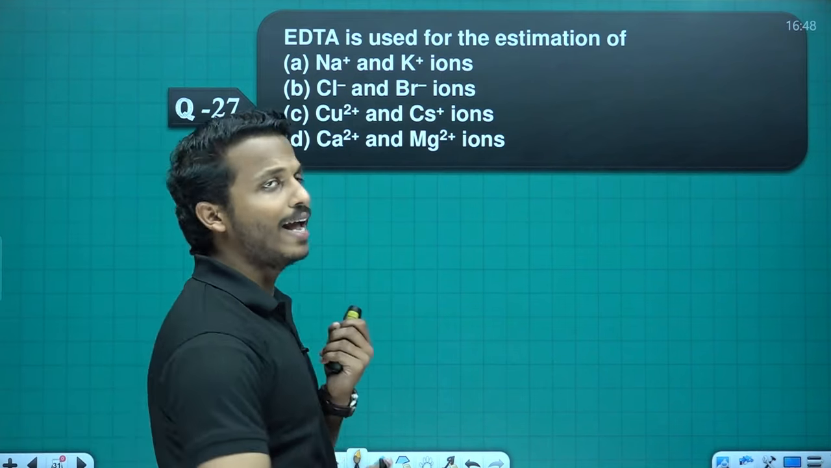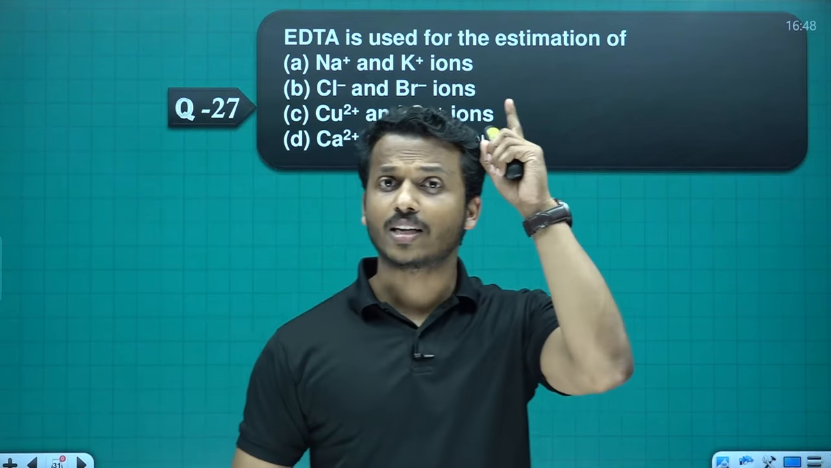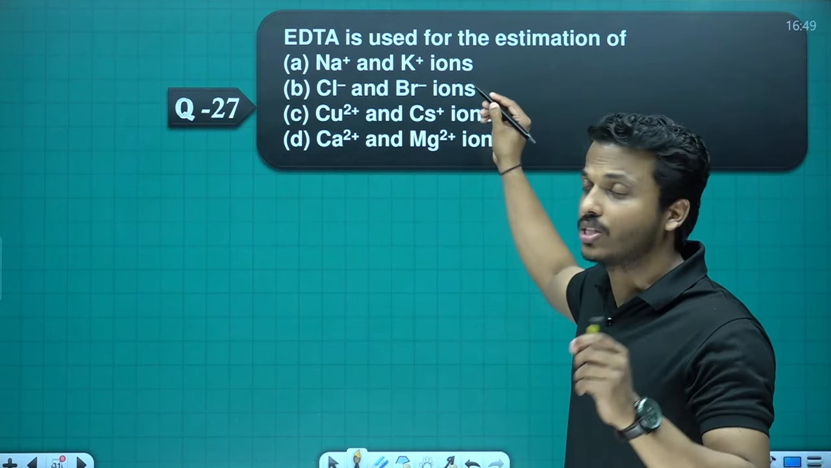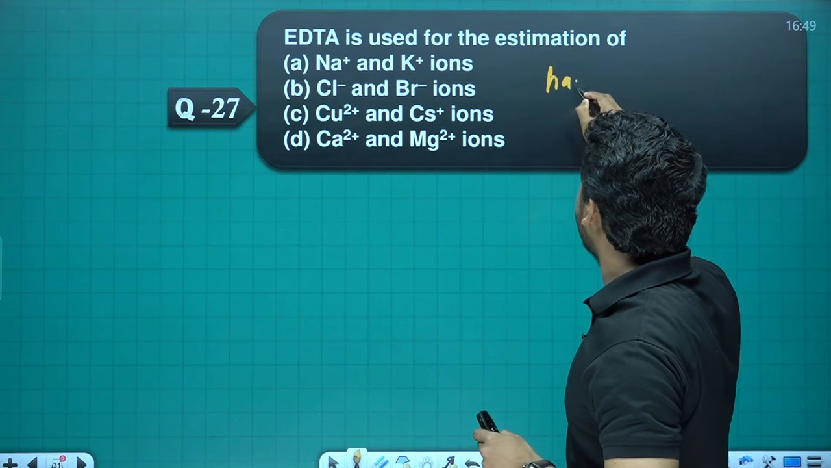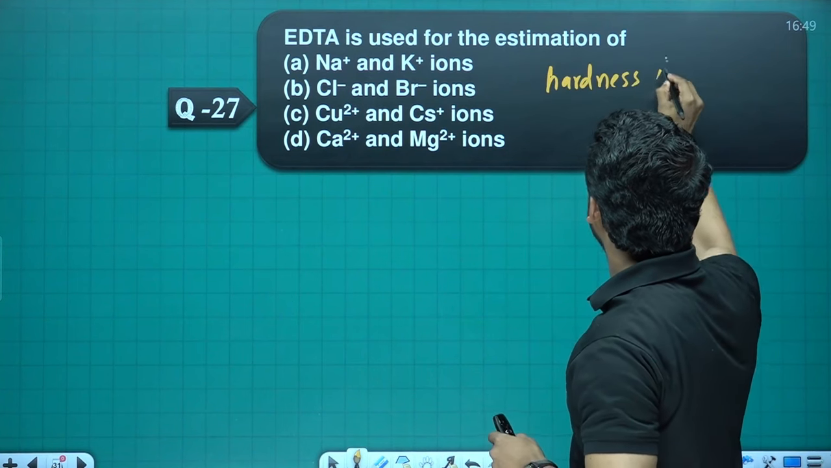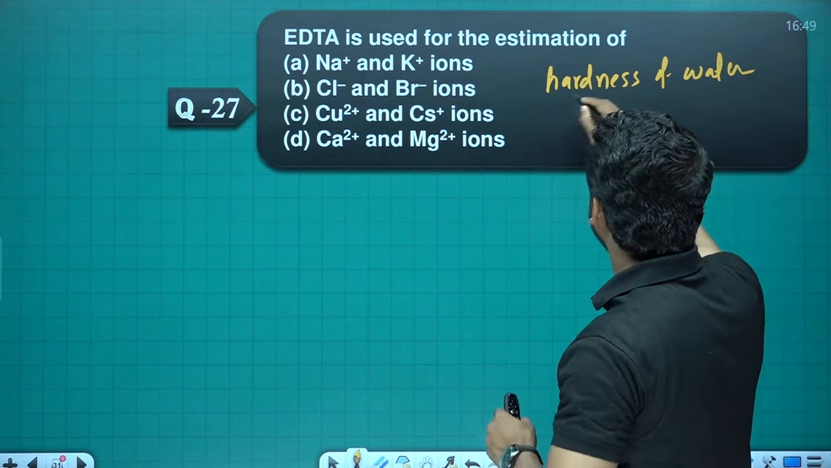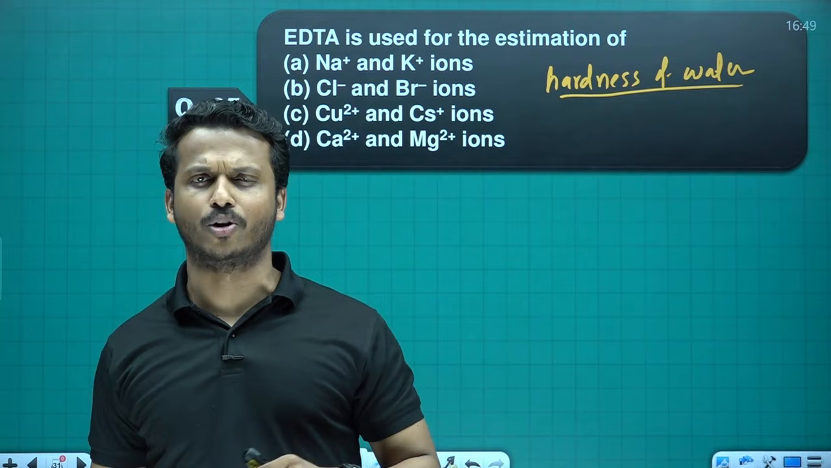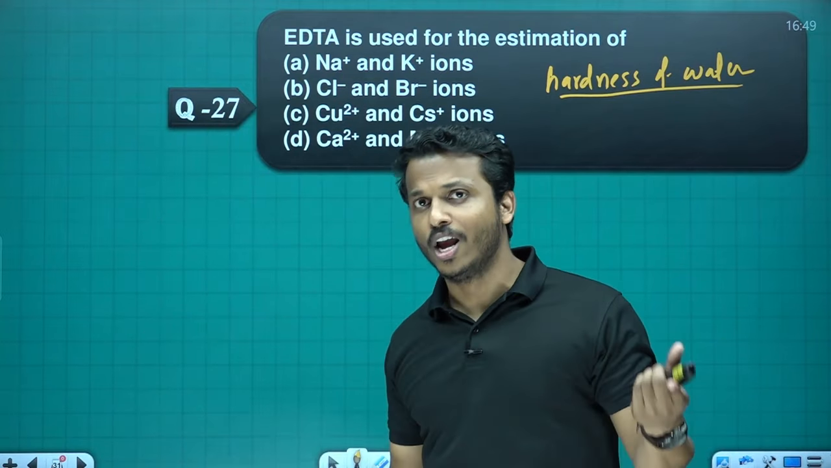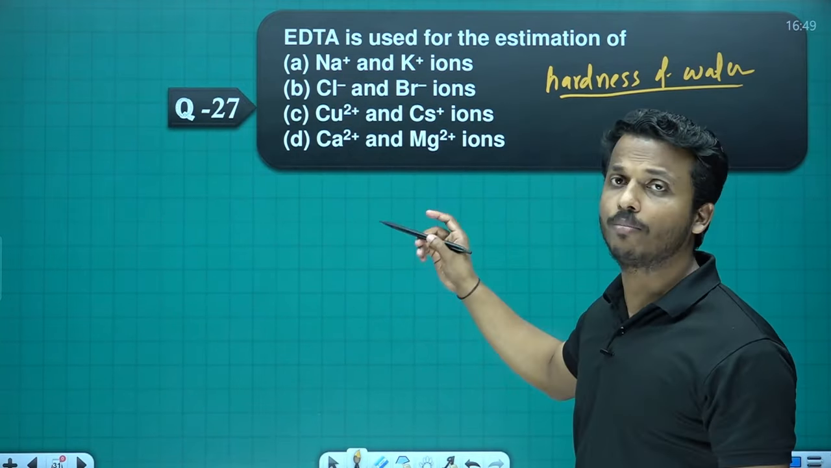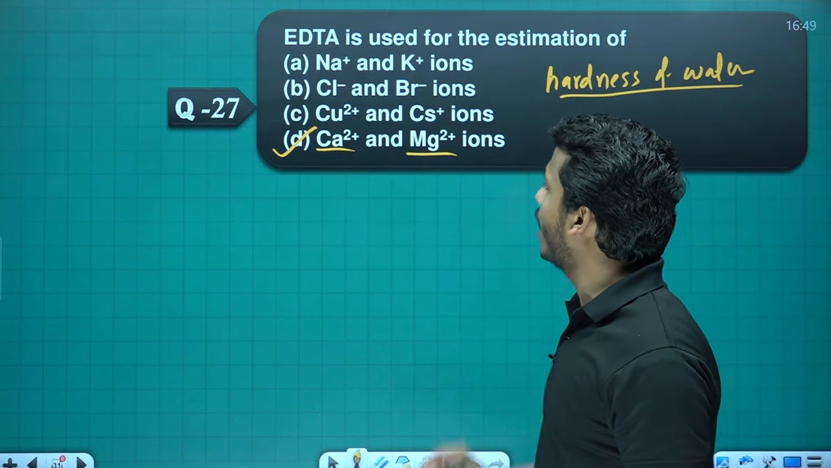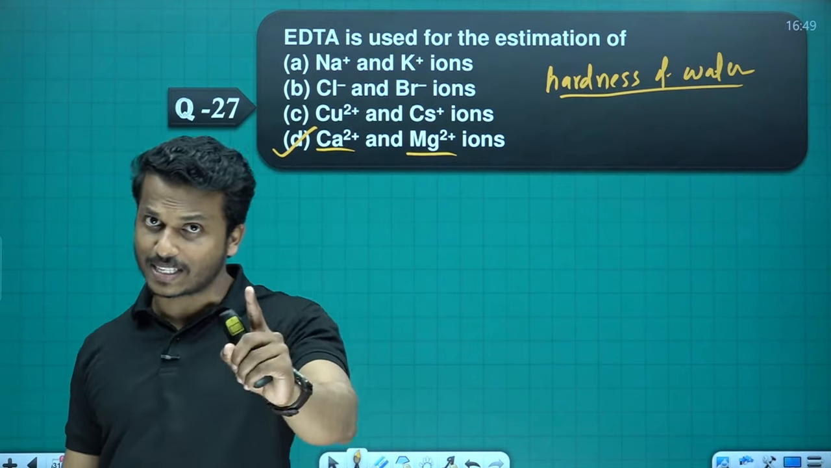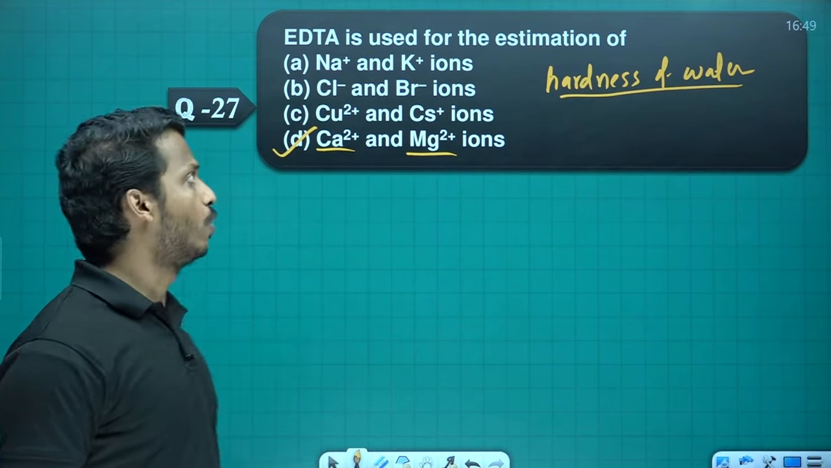EDTA is used for the estimation of, we studied in the last part the application of coordination compounds. EDTA is used in the determination of hardness of water. EDTA is used for quantitative analysis, checking the hardness of water. They are asking what is hard water. You know, hard water contains calcium and magnesium ions, right? EDTA is used for the quantitative analysis, checking the hardness of water.